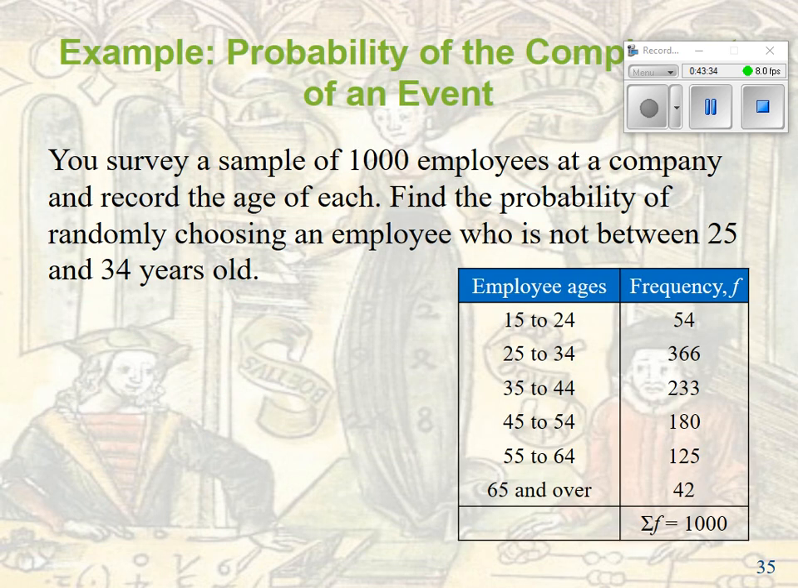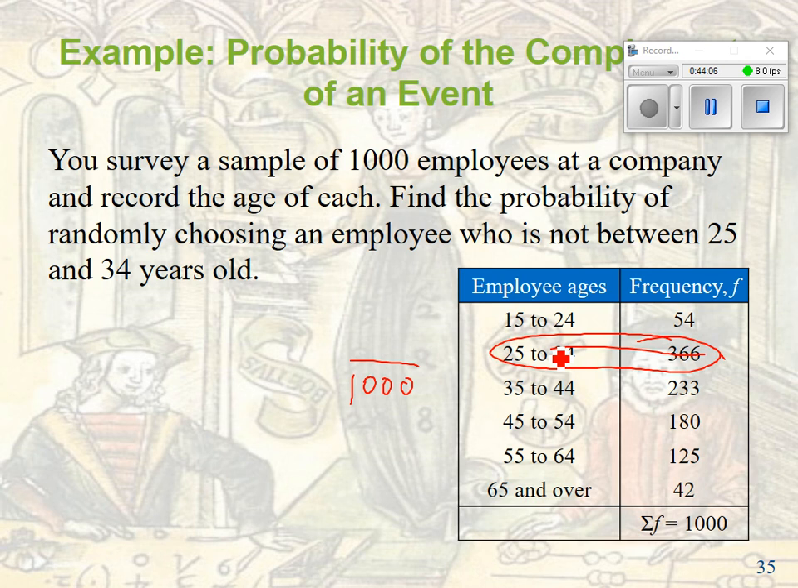You survey a sample of 1,000 employees at a company and record the age of each. Find the probability of randomly choosing an employee who is not between 25 and 34 years old. So we want not between 25 and 34. What would be the easiest way to do this? 1,000 minus 360. Take 1,000 minus that. 1,000 is going to be on the bottom still, right? And you subtract that off, because that's the ones that we don't want.